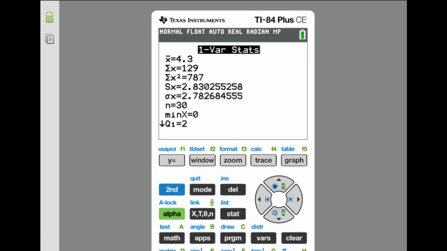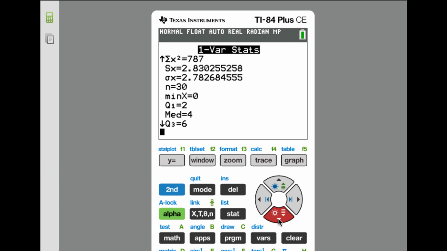Okay, so what do we want to say? I think I just scroll down and I get everything here. Okay, so the minimum is what? 0. Okay, first quartile is what? 2. What's the 4? Median is Q2. What's Q3? 6. And then what's the maximum? 9.